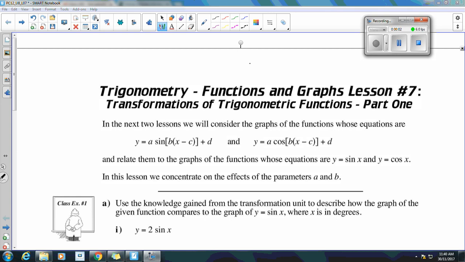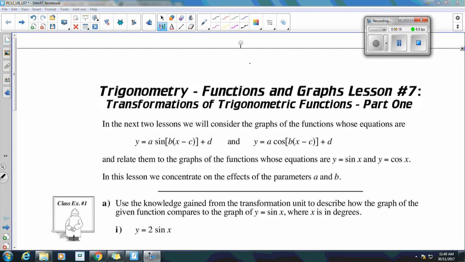Okay, so here we have lesson 7. Now we're starting to look at transformation of trigonometric functions. This really fits the rules of every other transformation that we talked about throughout the course. We just have some special terminology we use when we're talking about sine and cosine functions.